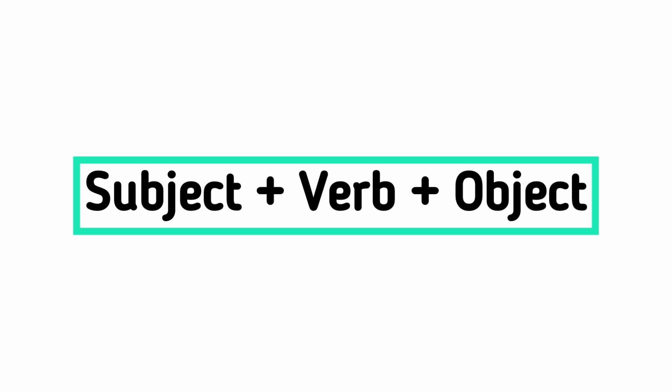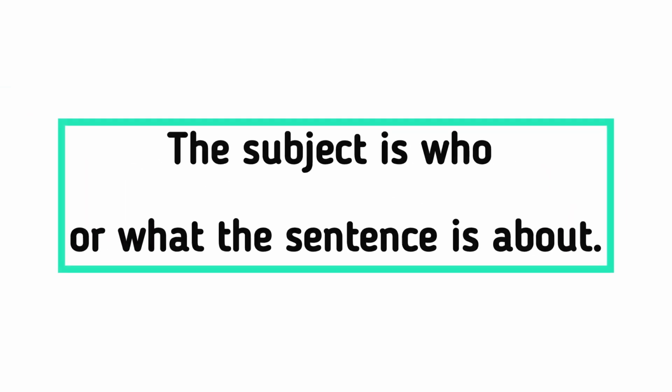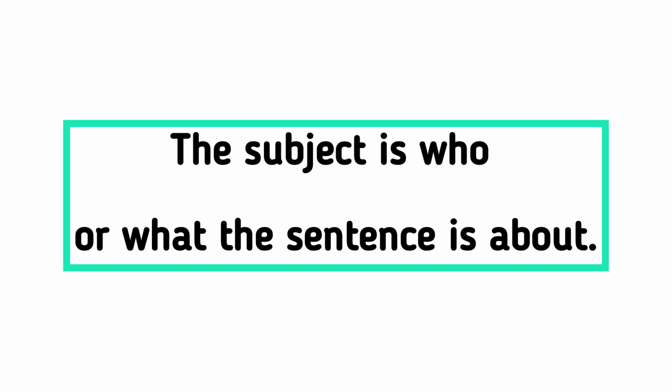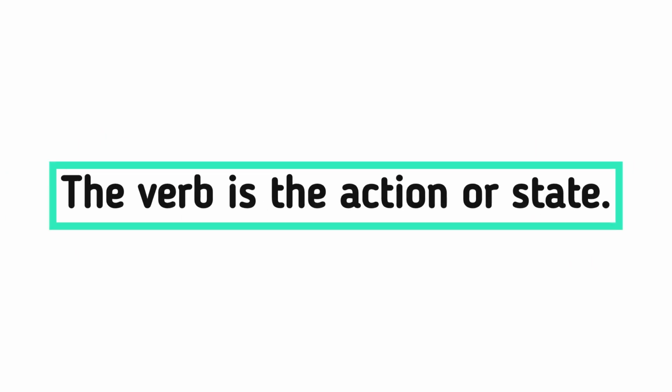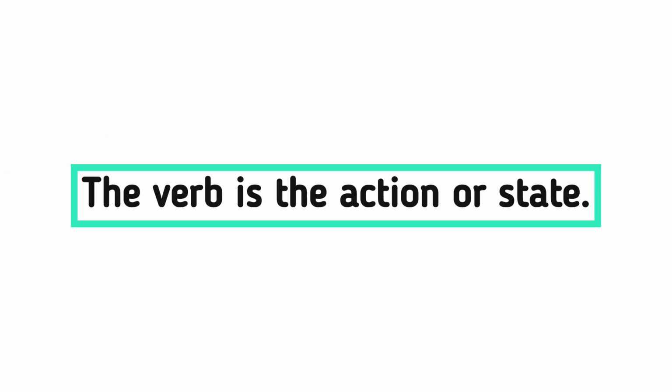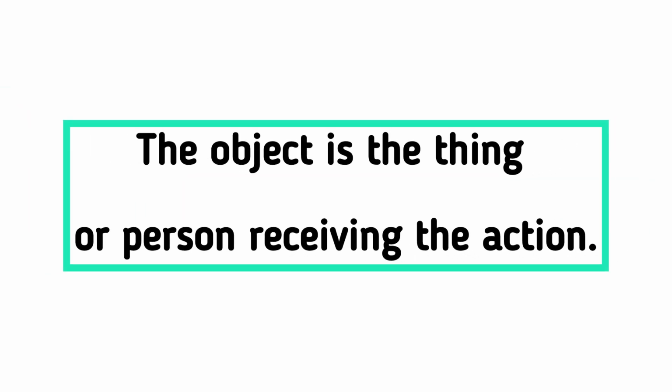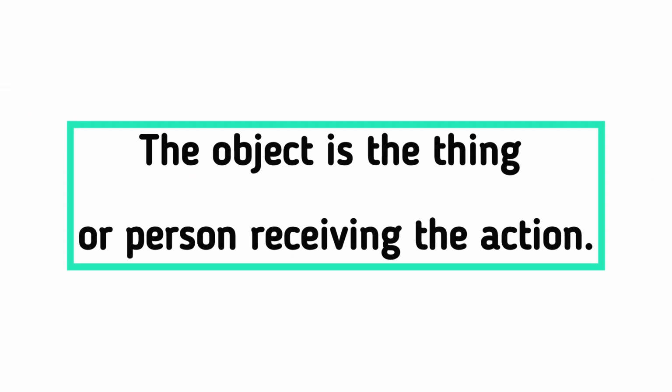Subject plus verb plus object. Let me explain that. The subject is who or what the sentence is about. The verb is the action or state. The object is the thing or person receiving the action.